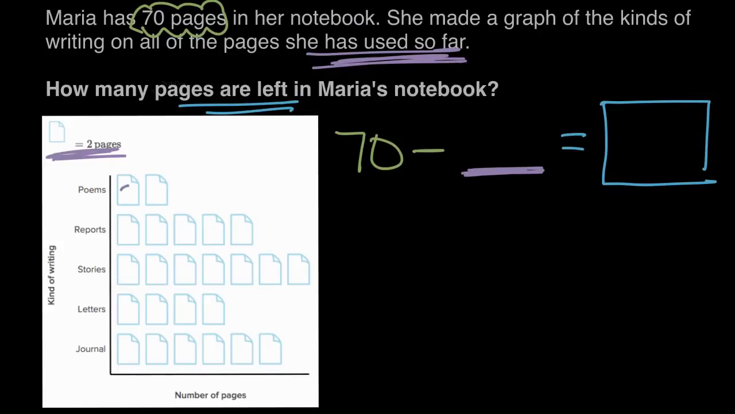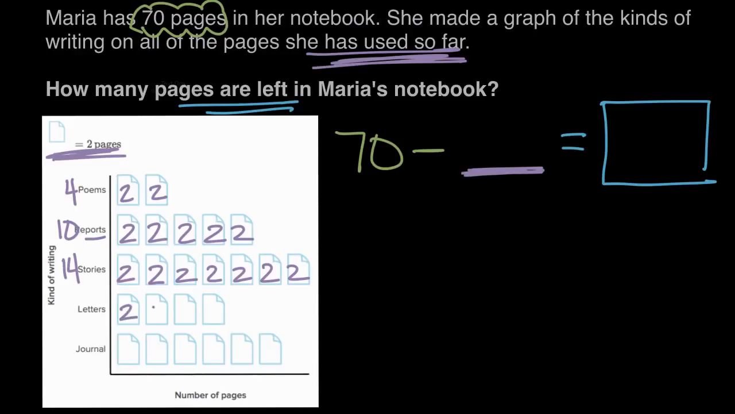So for poems, she wrote on 2 pages and another 2 pages, or she wrote on a total of 4 pages about poems. She did reports on 2, 4, 6, 8, 10 pages. She wrote stories. She wrote a lot of stories. She wrote stories on 2, 4, 6, 8, 10, 12, 14 pages of stories. She wrote letters on 2, 4, 6, 8 pages. And finally, she journaled on 2, 4, 6, 8, 10, 12 pages. So this is the total pages she's used so far.